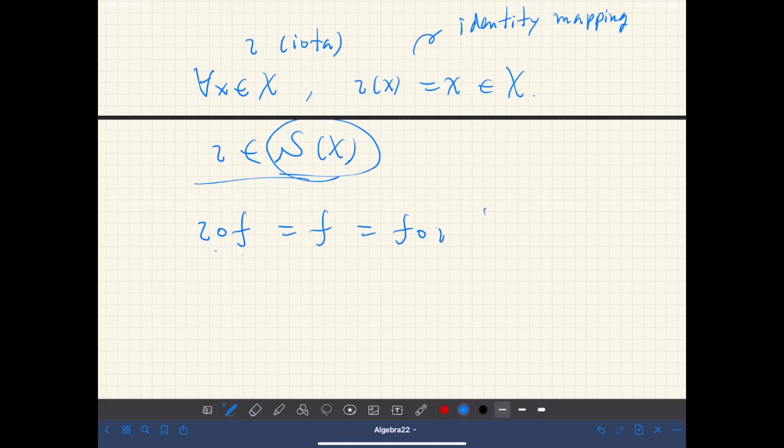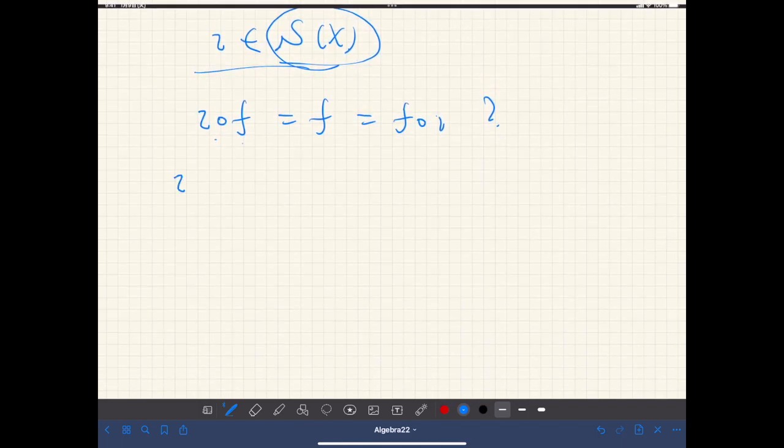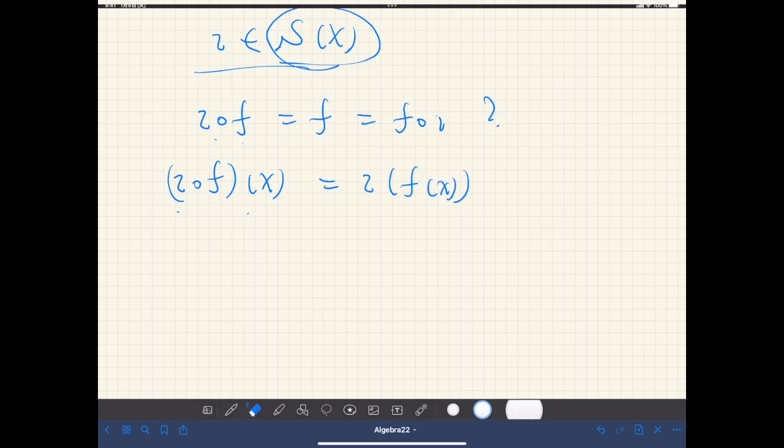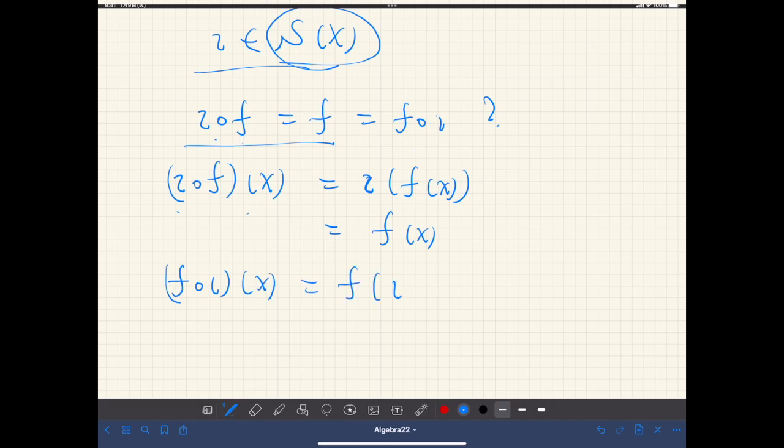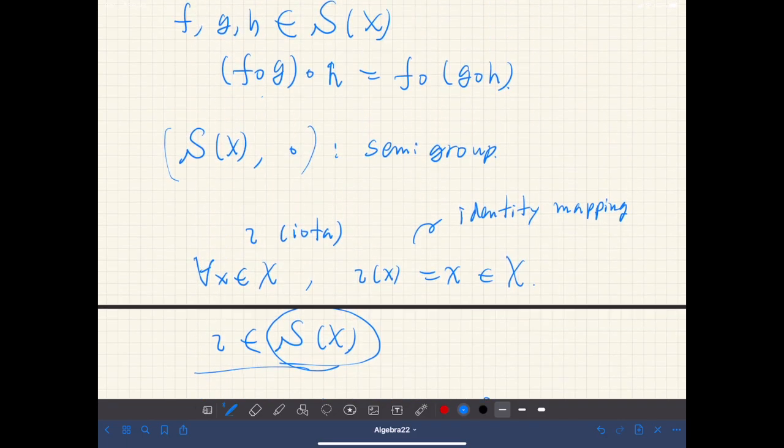So let's check this. Is this true? To check this, just apply this to any element. By the definition of function composition, this is this. But by the definition of iota, this is simply equal to f of x. So this part is done. And also f after iota of x is, by definition of function composition, this. But iota applied to x is just x. So that is f of x. Therefore we have proved this part. So this iota is indeed the identity element of S of X. Therefore, it's actually a monoid.